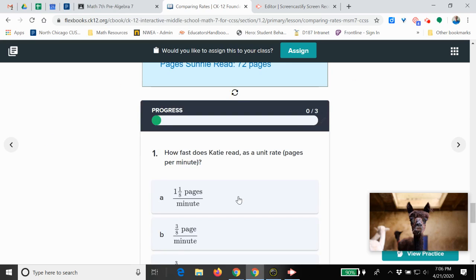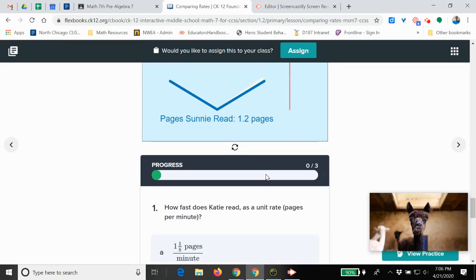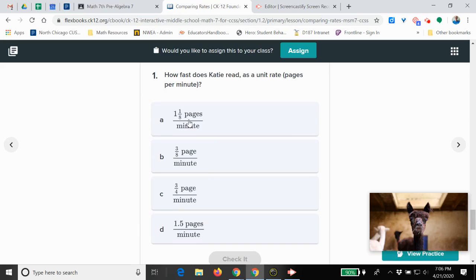Okay, so how fast does Katie read as a unit rate? Katie was per minute. Go back up to that 1 minute thing, and it was 1.125. Oh no, this is 0.125.